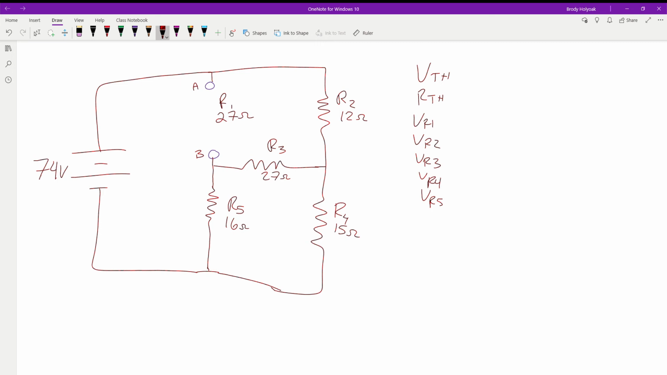Yes? Yeah, we'll go through it. Okay, so the first step we've done is remove the load. Do we want to solve for V Thevenin or R Thevenin first? V Thevenin, okay? So we want to find the voltage drop from point A to point B. How do we go about doing that?